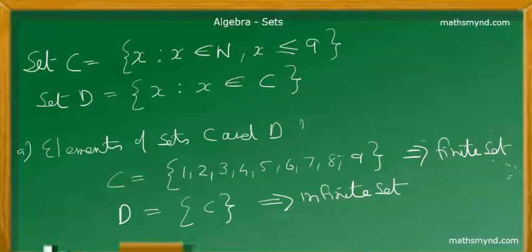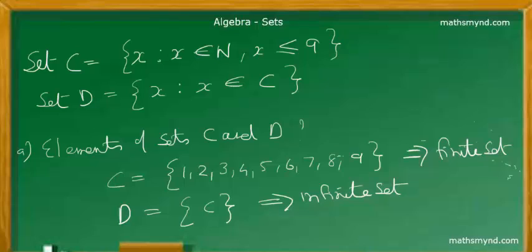Now let's look at some questions based on two sets. Set C, which is represented in the set builder form as x such that x is an element of capital N, the set of natural numbers, and where x is less than or equal to 9. So naturally we are looking at numbers between 1 and 9, including 1 and 9.